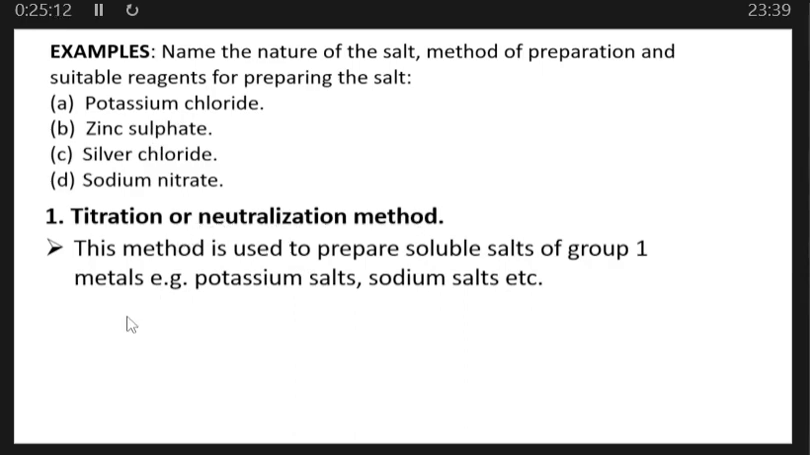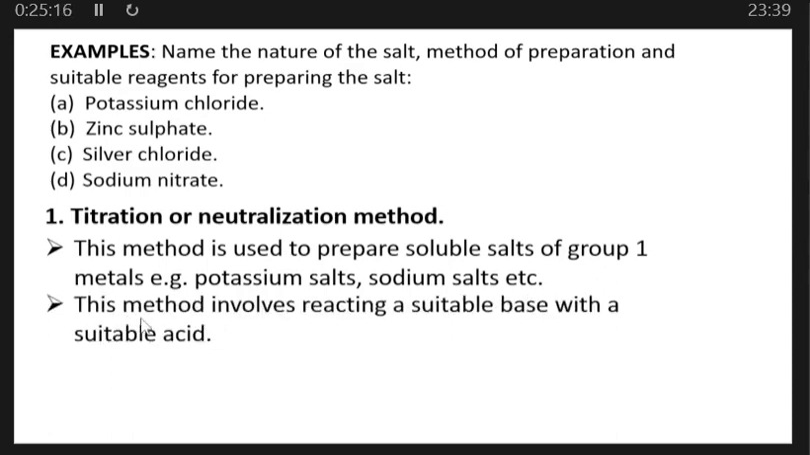All right. So we are saying this: it involves reacting a suitable base with a suitable acid. So for you to prepare potassium chloride, you need suitable reagents, a suitable base and a suitable acid. See, they are asking for suitable reagents for preparing that. All right. So let's now answer this one.